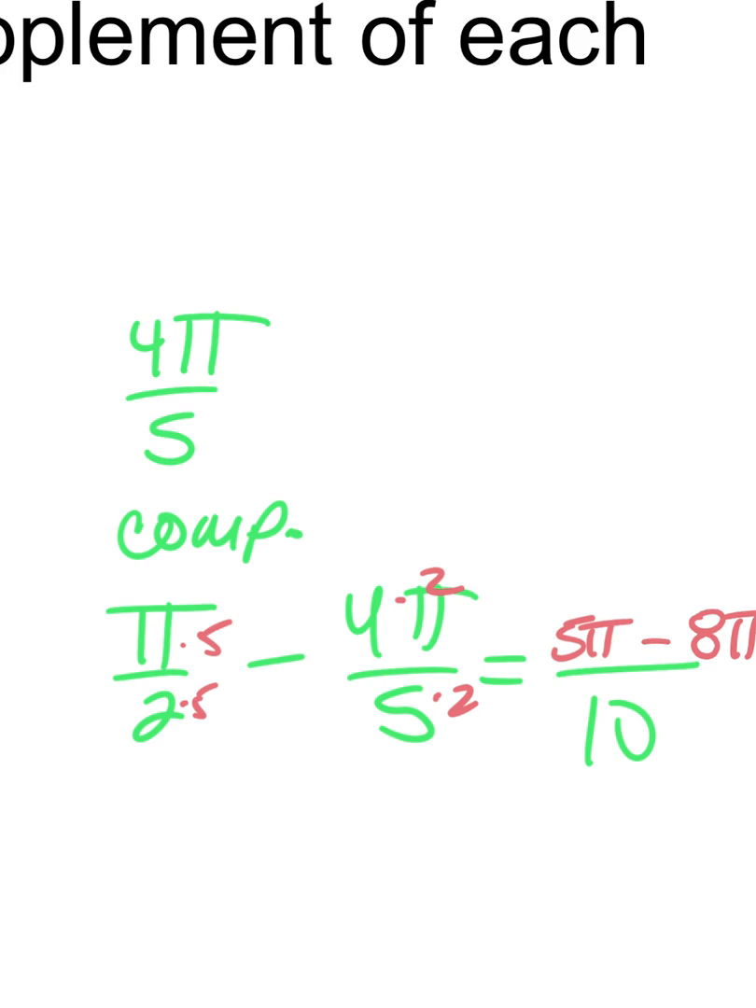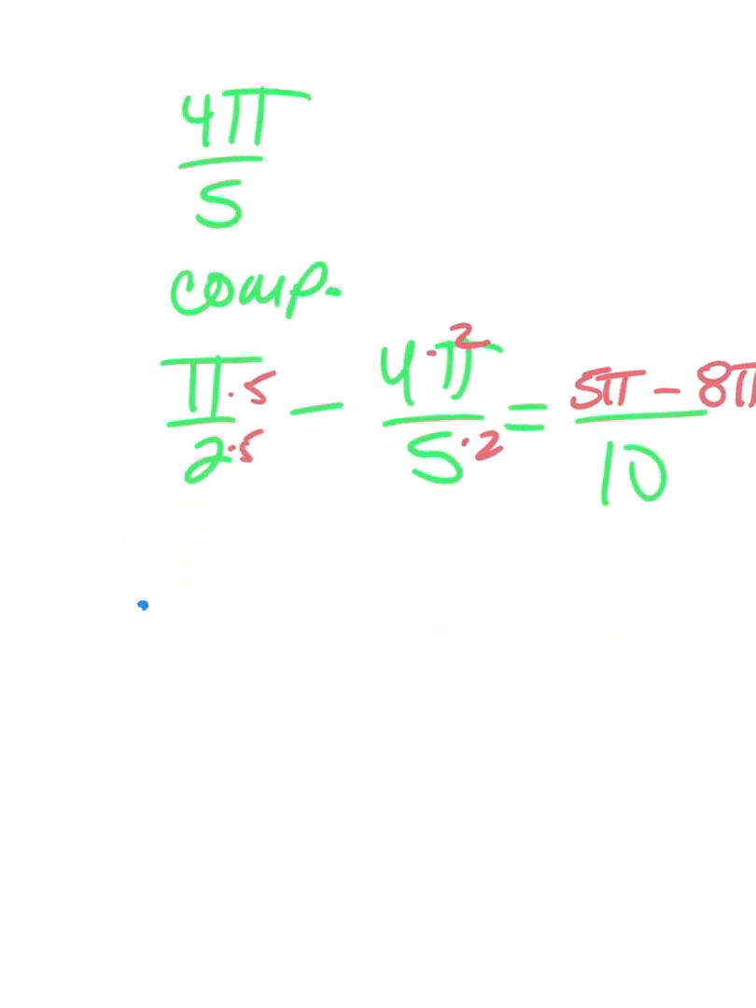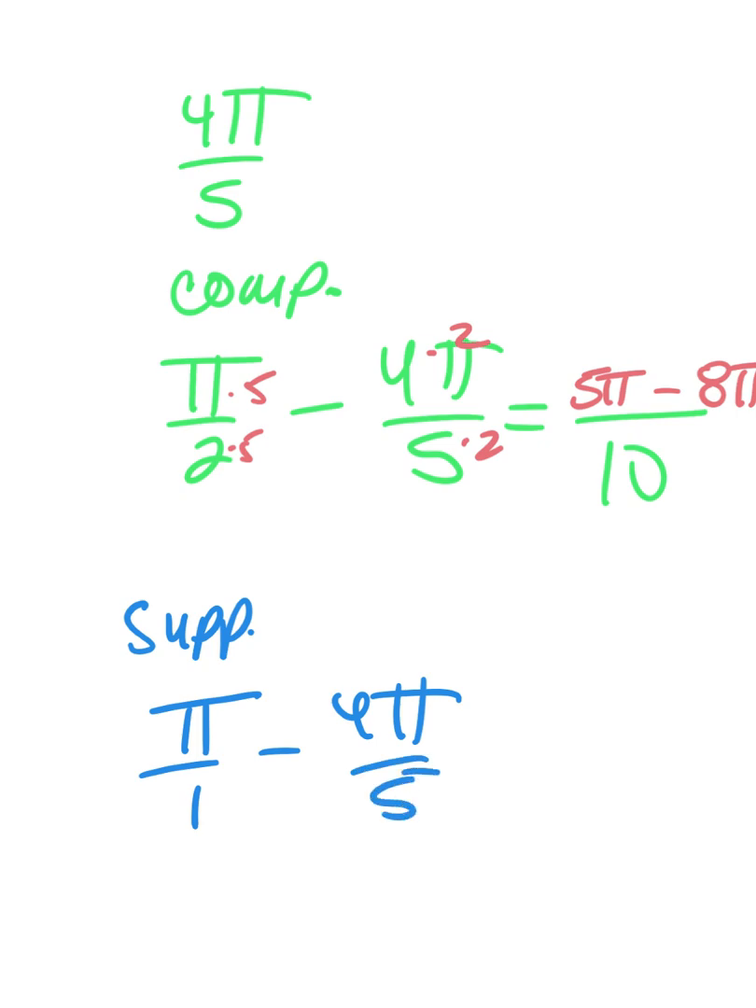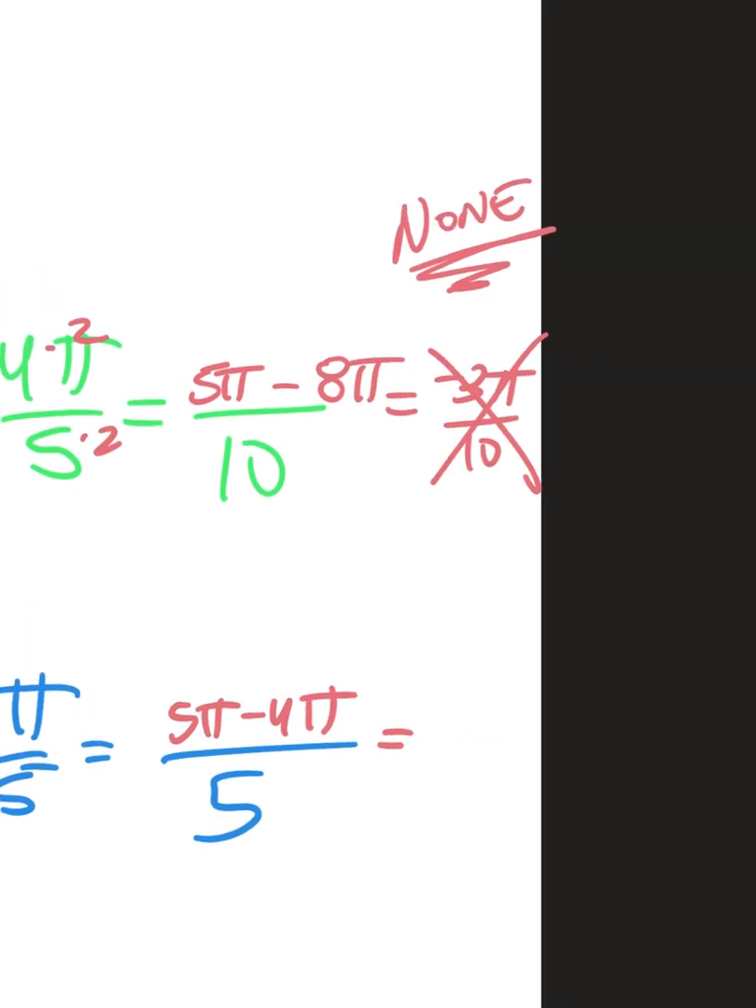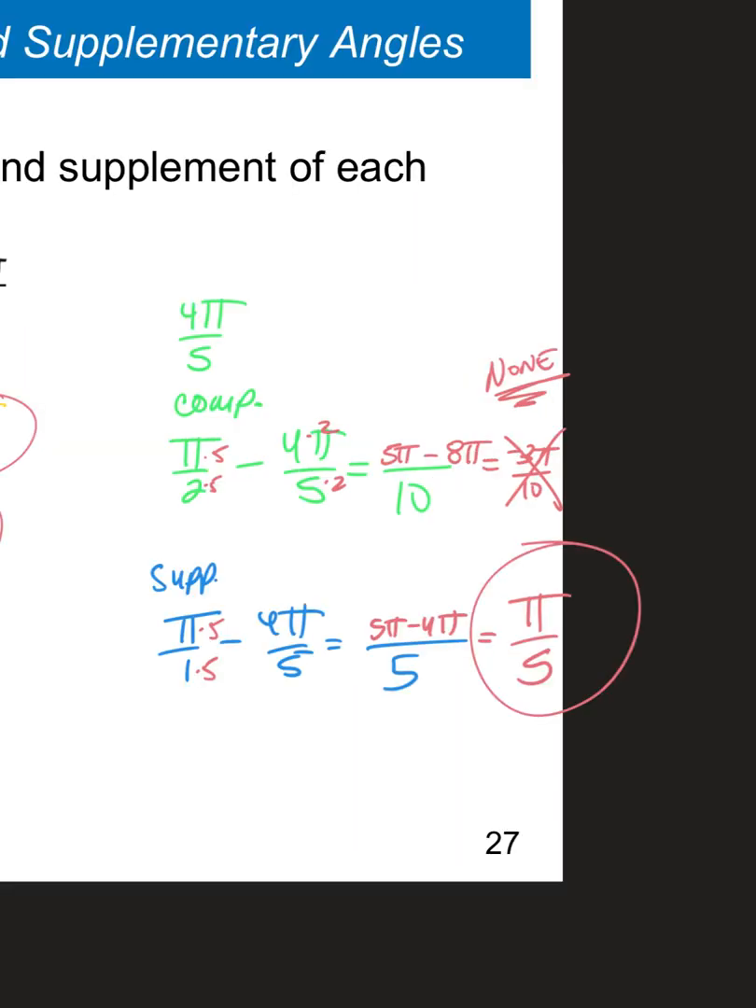All right, one more, last one. I'm going to find the supplement. When we start with supplement, we go with pi over 1, right? So pi over 1 minus 4 pi over 5. Common denominator is 5. Great. If I multiply the bottom by 5, then I multiply the top by 5. So I have 5 pi minus 4 pi gives me pi over 5. That is my supplement. Let's talk about it for a second.